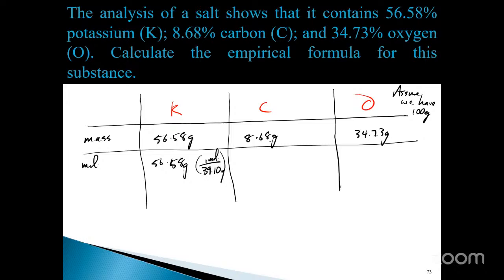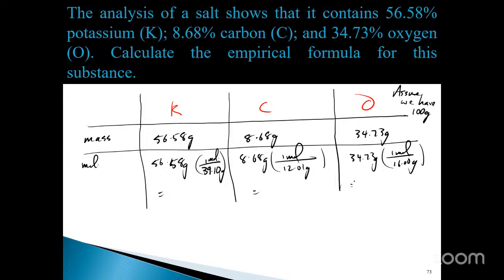39.10 grams. In the case of carbon, 8.68 grams, I'm going to multiply that by 1 mole over 12.01 grams. And in the case of oxygen, I'm going to multiply that by 1 mole over 16.00 grams, all right? So we need to work out each of these.